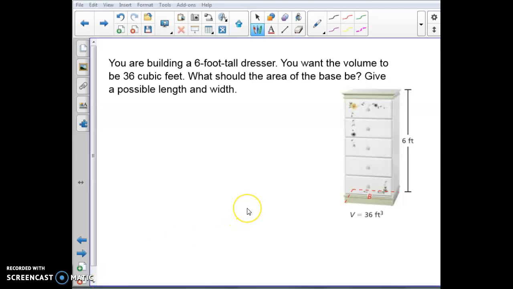Okay, here's some more open-ended ones. You're building a 6-foot tall dresser. You want the volume to be 36 cubic feet. What should the area of the base be? And give a possible length and width.